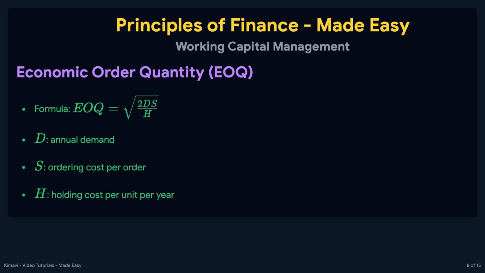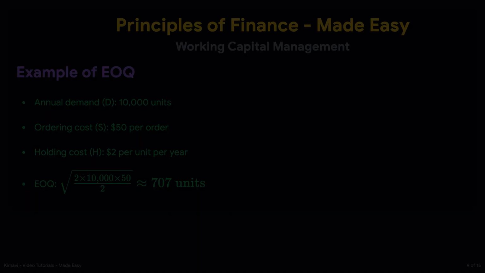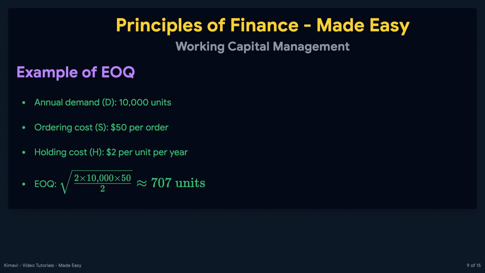The economic order quantity, or EOQ, is calculated using the formula EOQ equals the square root of 2 times the annual demand times the ordering cost per order divided by the holding cost per unit per year. Here, D is the annual demand, S is the ordering cost per order, and H is the holding cost per unit per year.